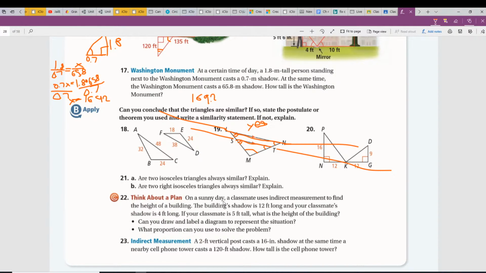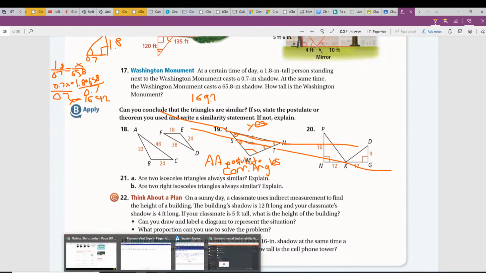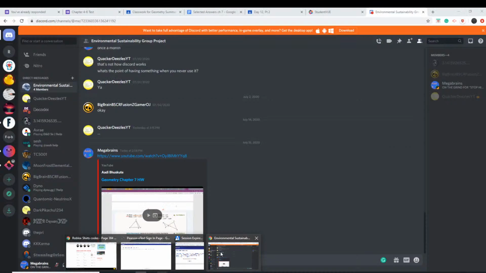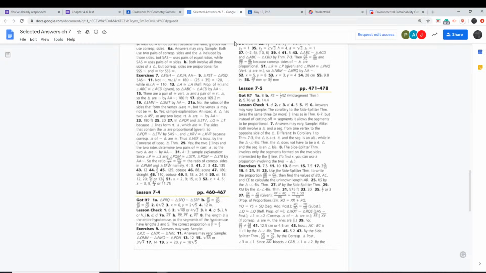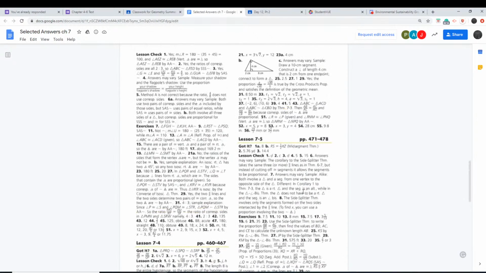Now, the postulate or theorem we used was the AA postulate, and we also kind of used corresponding angles, but I'm not sure if that is on the answer key. I think I'll go double check on the answer key. So we're looking for 455.